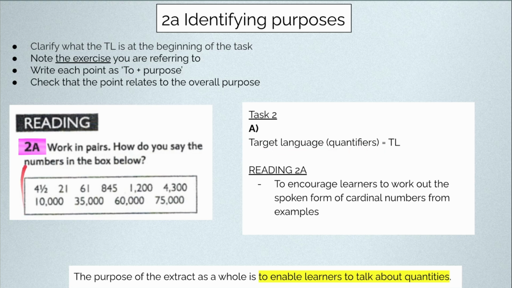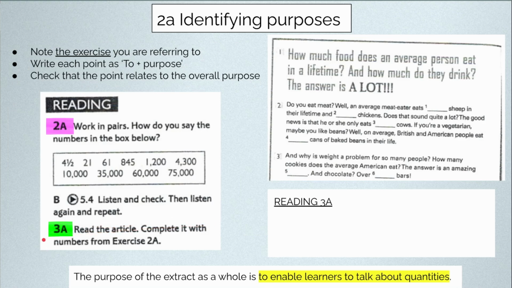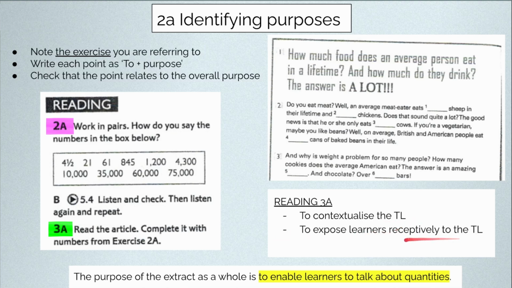So in reading 2A, we've got a bunch of numbers here, and the purpose of this is to encourage learners to work out the spoken form of cardinal numbers from examples. When you see exercises with how do you type questions, this is generally to encourage learners to work something out. In reading 3A, learners read and complete the article. So if they're reading a text, the text is contextualizing the target language. This exposes learners receptively to the target language, and it also just simply presents the target language. Now, because we're stating target language here, this is linking back directly to the main lesson aim.